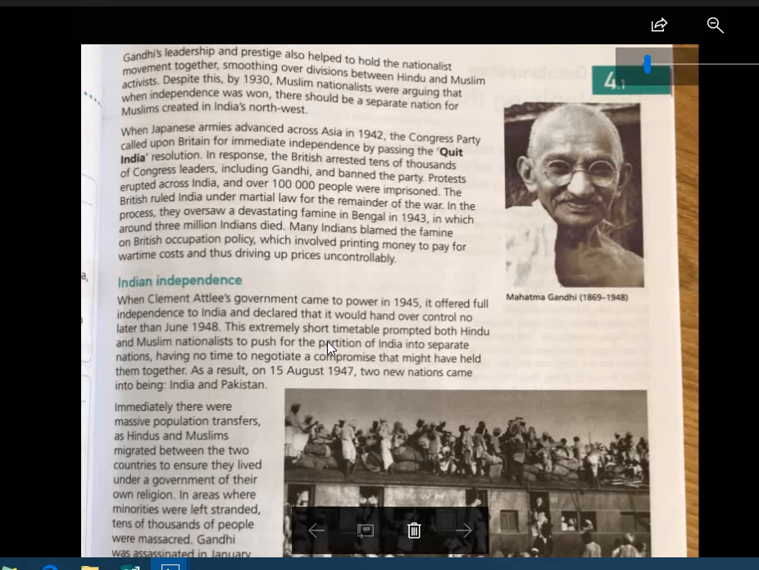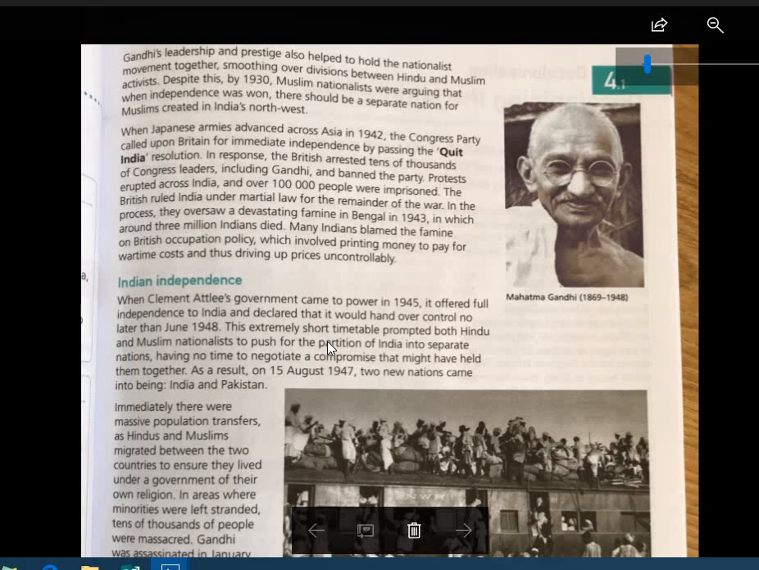So, Gandhi's leadership and prestige also helped to hold the nationalist movement together, smoothing over divisions between Hindu and Muslim activists. Activists are obviously people who are fighting to get their view and opinion heard, and what they believe in. Despite this, by 1930, Muslim nationalists were arguing that when independence was won, there should be a separate nation for Muslims created in India's northwest. So like I was saying about the tensions between Hindus and Muslims, the Muslims wanted their own nation that was completely separate to India.